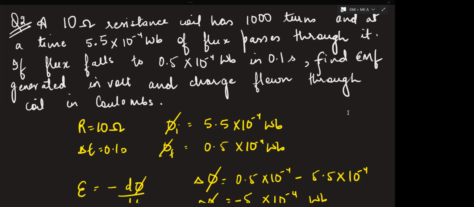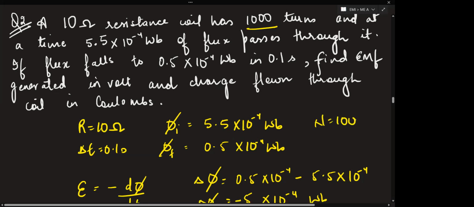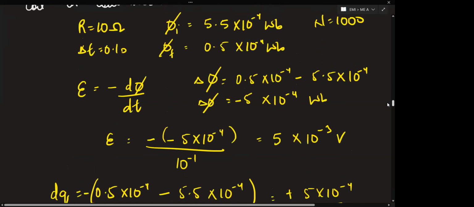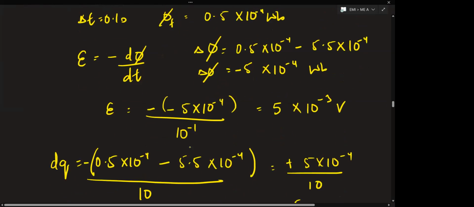One more thing. This was also given. The number of turns is also mentioned, 1,000 turns. So this I have calculated for a single turn. You have to multiply it with 1,000 also. So this is for a single turn. For n number of turns, this will be 5 into 10 to the power minus 3 into 10 to the power 3. That gives 5 volts.